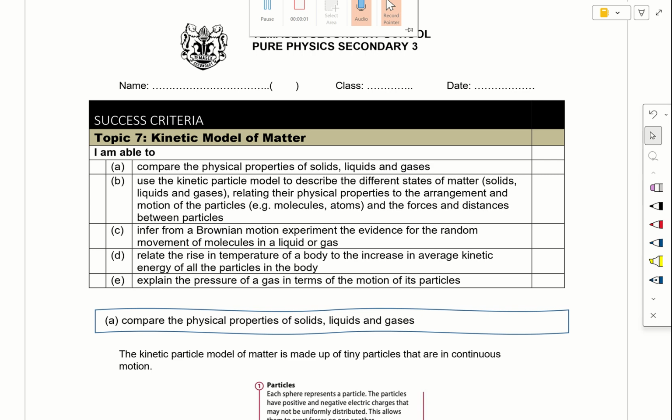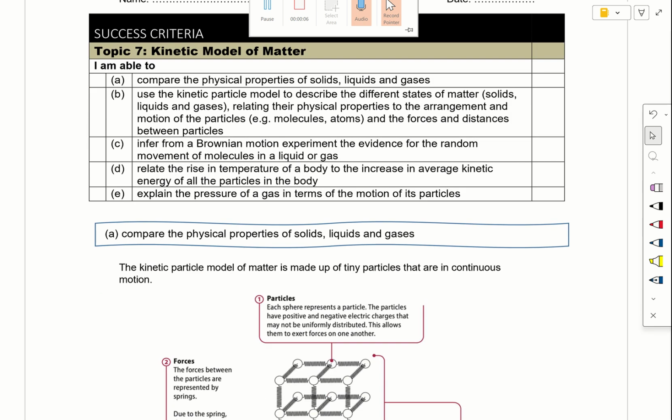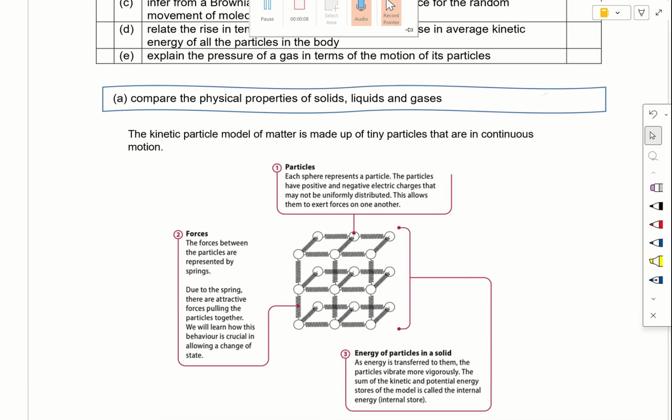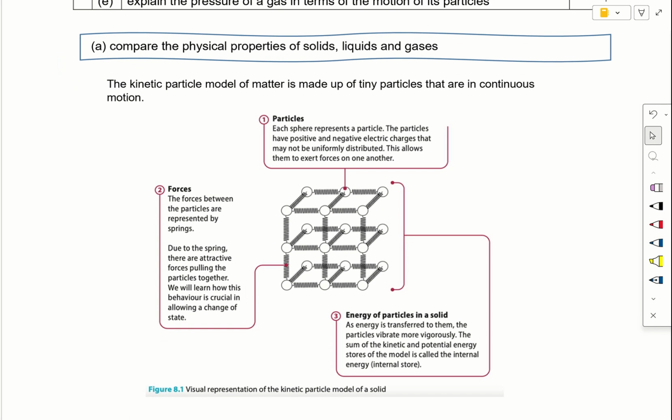Okay, for this video, I'll be going through pure physics, the kinetic model of metal. Success criteria A: compare the physical properties of solid, liquid, and gases. So these are actually three states in our physics syllabus.